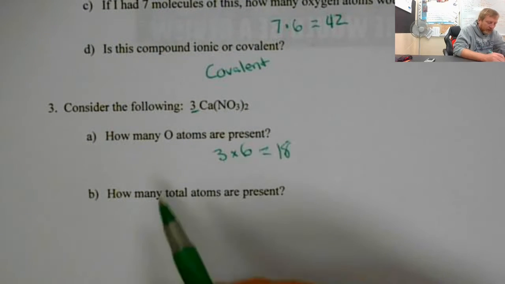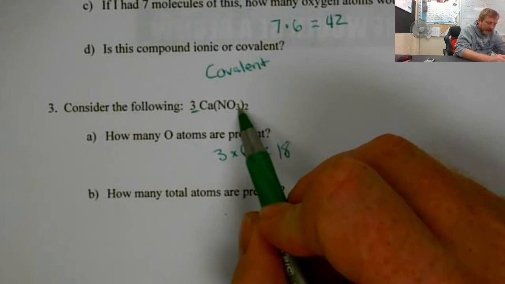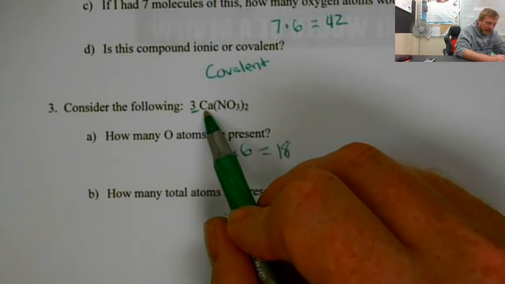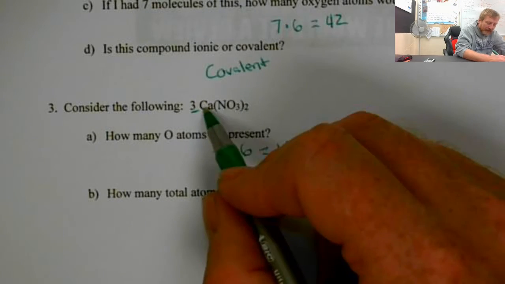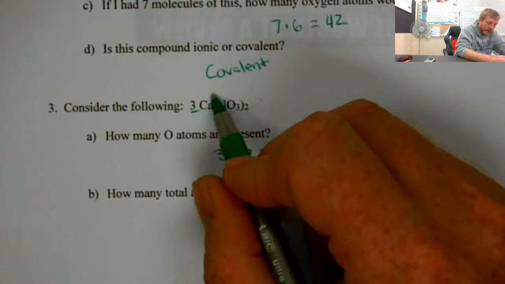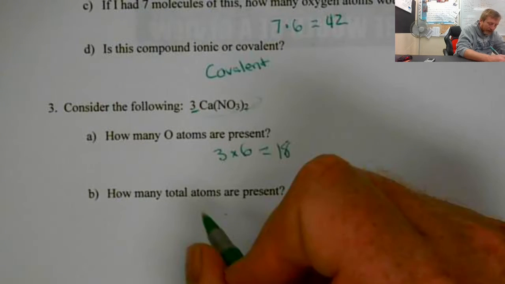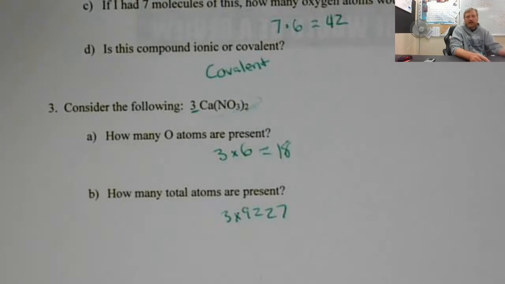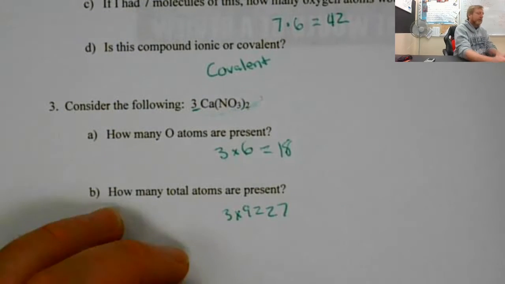Okay. How many total atoms are present? Well, we have 6 oxygens, 2 nitrogens, so 8, plus a calcium, so 9. So we have 9 atoms per formula unit. We have 3 formula units, so 3 times 9 equals 27. There are 27 atoms present.